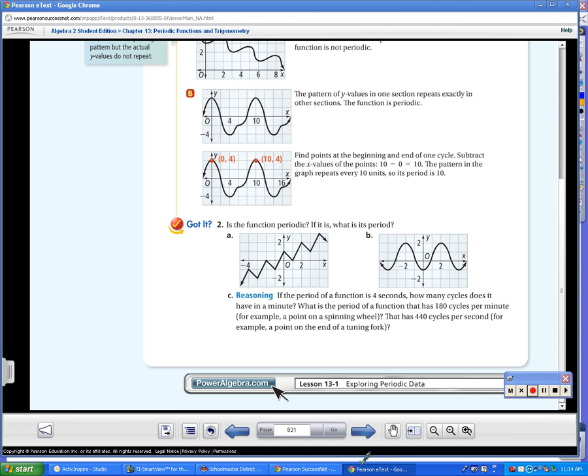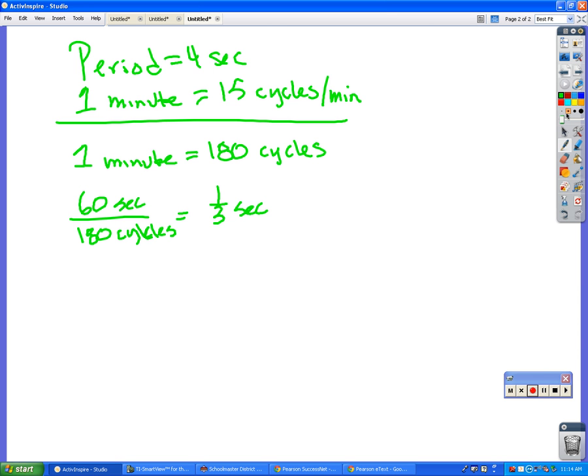How about if you've got 440 cycles per second? That's a lot. So we have to figure out per minute? So if you have 440 cycles per second, how long does it take each cycle to go? Well, that would be 1/440th of a second, right?